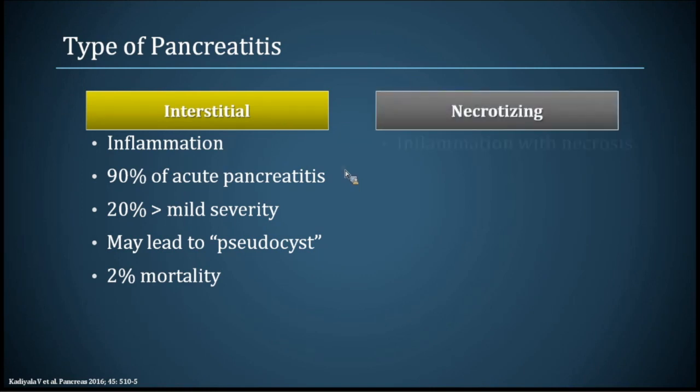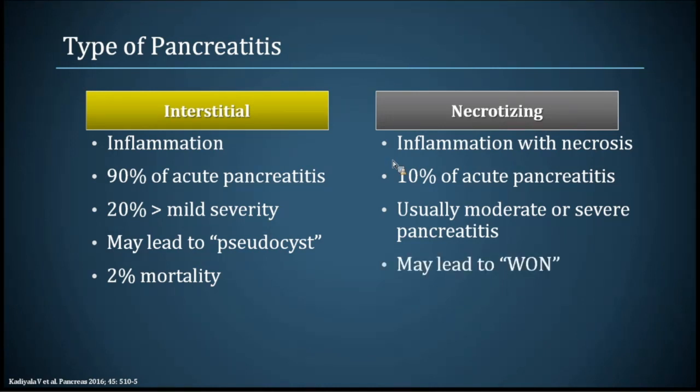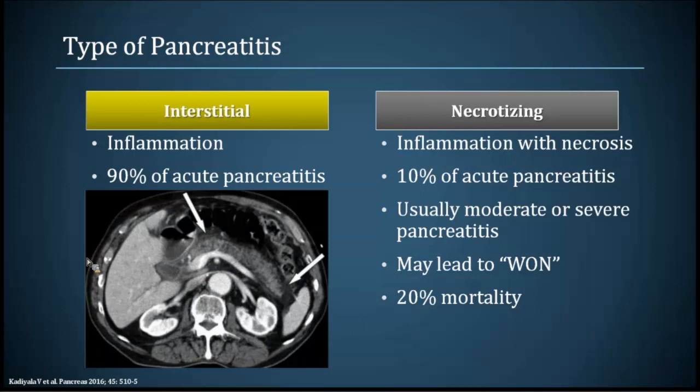Necrotizing pancreatitis, on the other hand, this is inflammation with necrosis. Necrosis, again, meaning you have dead pancreatic tissue. This is about 10%, maybe up to 20% of acute pancreatitis cases. Usually, these patients have a more moderate or severe course and may lead to an area of walled-off necrosis. When we talk about pseudocysts and walled-off necrosis, these are basically encapsulations of some of this inflammatory or dead debris. So if it's a pseudocyst, it's an inflammatory ball like a blister, and then if it's walled-off necrosis, you've taken that dead tissue and put it into a ball. And about 20% mortality.